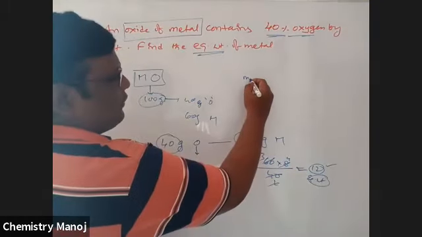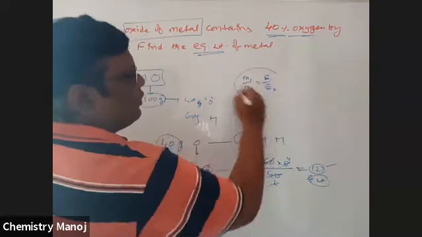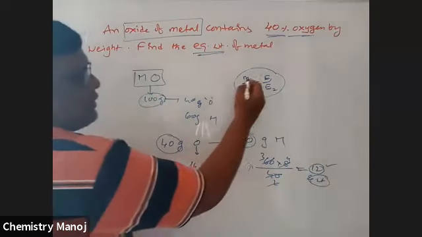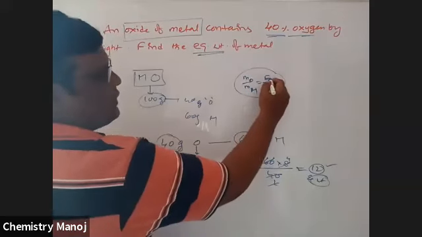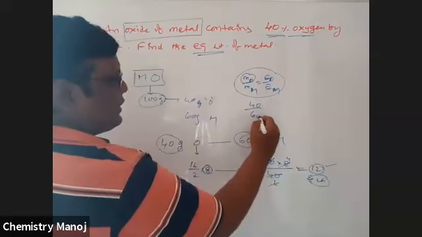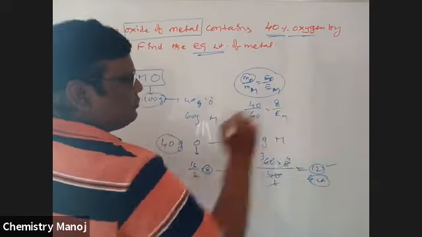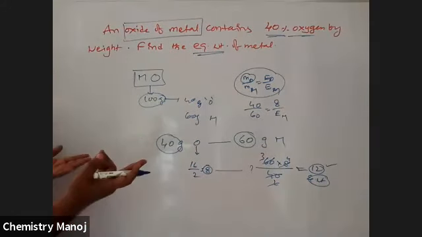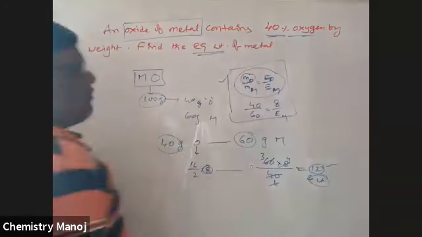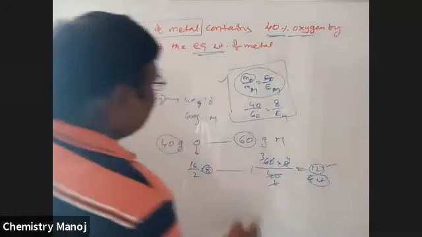So the mass of M1 by M2 is equal to E1 by E2. Today I have completed this concept. This is for oxygen, this is for the metal. Mass of oxygen is 40, mass of metal is 60, equivalent weight of oxygen is 8. Now how much is the equivalent weight of the metal? Same way. It is a formula used to find the equivalent weight. Okay, so now another one.